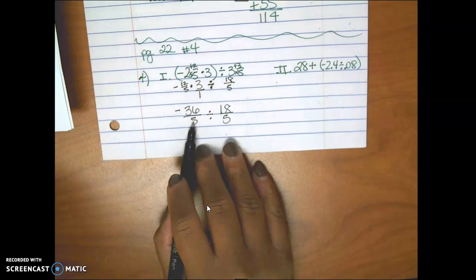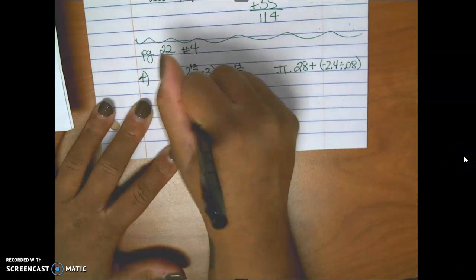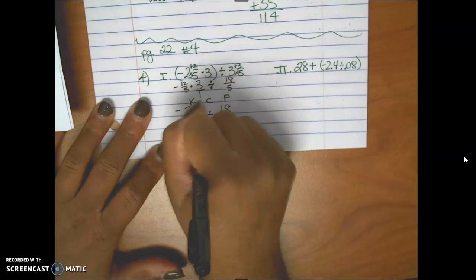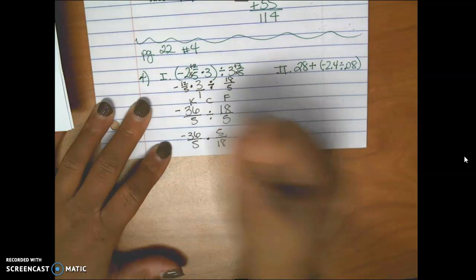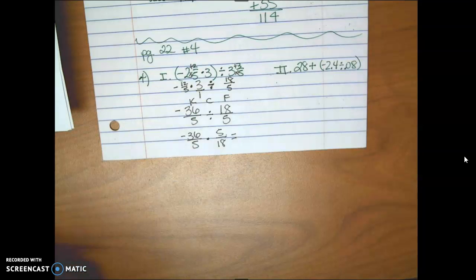What is the rule for dividing fractions? You got to do keep, change, flip. Kentucky chicken fried. -36 over 5 times 5 over 18. Guess who's going to get canceled out because it's one on the top and one on the bottom? Well, yeah, that can. Yep.